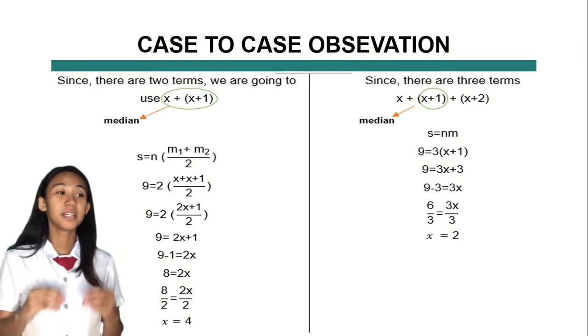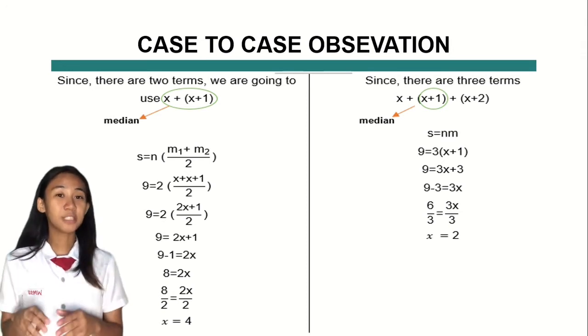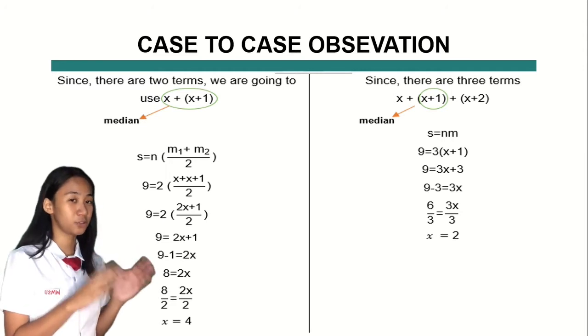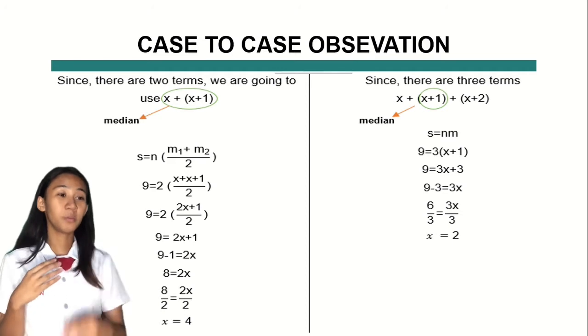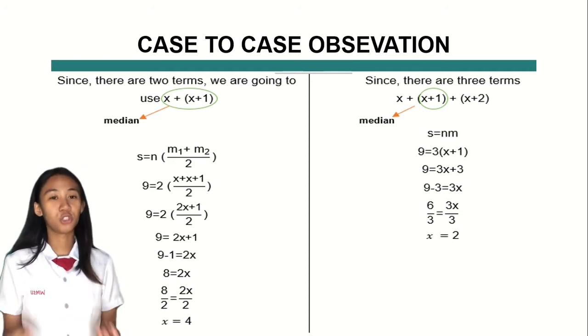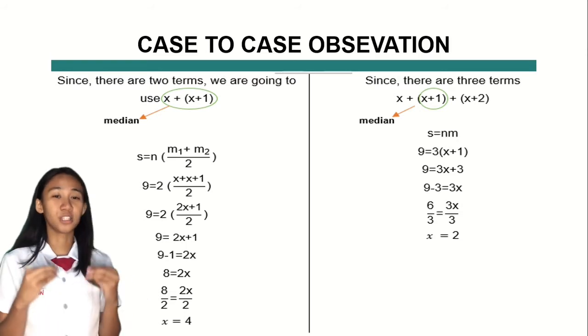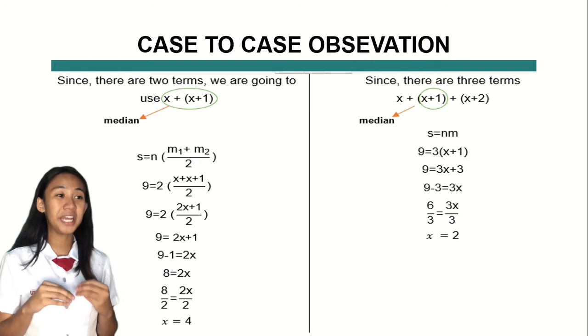Next, we are going to find using 3 terms: x plus x plus 1 plus x plus 2. So the median is x plus 1. So the formula we are going to use is sum is equal to n multiplied by m. So substitute all the given terms. 9 is equal to 3 multiplied by x plus 1. So we will have 3x plus 3 is equal to 9.